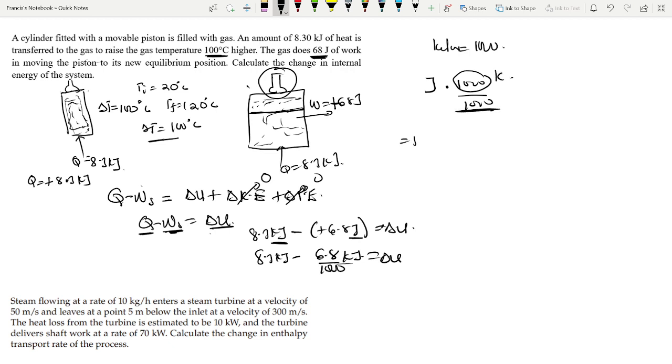And then we are going to get 8.3 kilojoules minus, so this is going to move the decimal place 3 times, giving 0.068 kilojoules, is equal to change in U. Now change in internal energy becomes 8.3 minus 0.068, and then we get 8.232 kilojoules. Now this becomes our internal energy. So let's quickly move on to the next question.